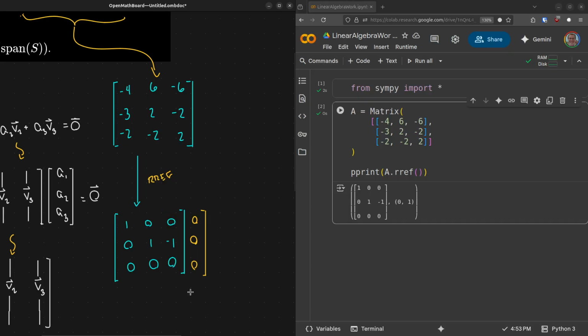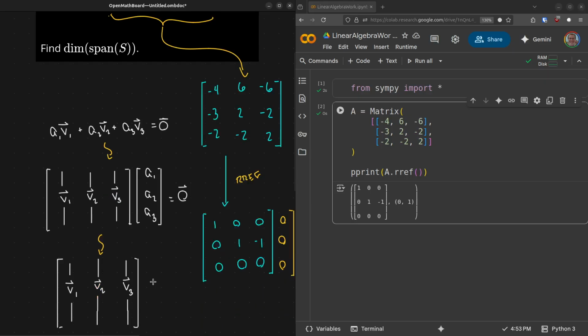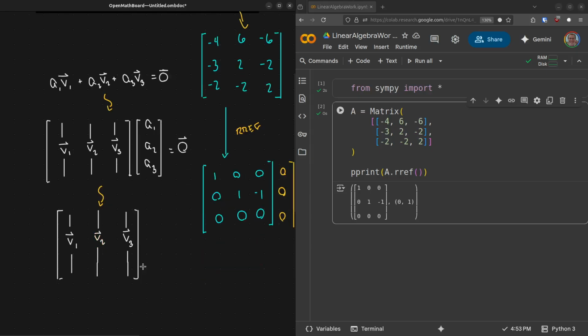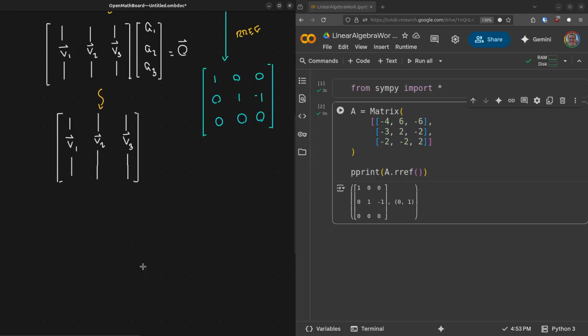Okay? If I have infinitely many solutions, then the trivial solution is not the only solution to the system. It's not a1 equals 0, a2 equals 0, a3 equals 0. Those aren't the only values that are going to work here. There are infinitely many possibilities. Okay? So the vectors in this case are linearly dependent.